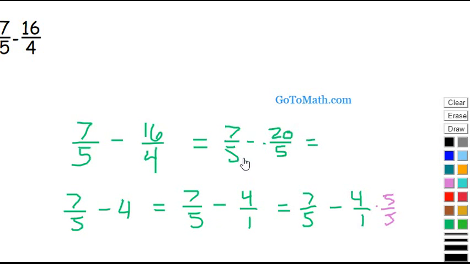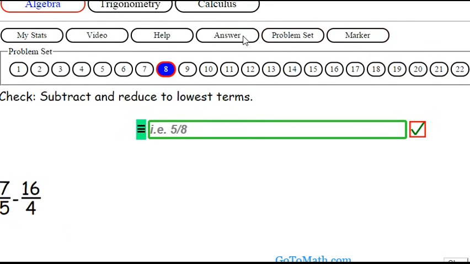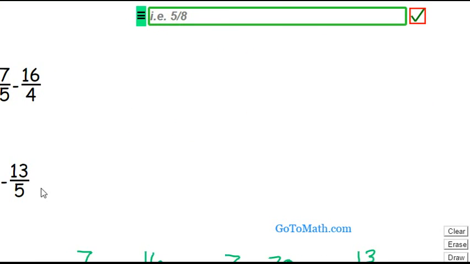But the idea here is to get a common denominator. So we have 7 minus 20, and what is that going to be, 10, 13? Negative 13, is that right? Over 5. Does this reduce down any? That's the question, and I don't believe so, okay? Negative 13 over 5, there you go.